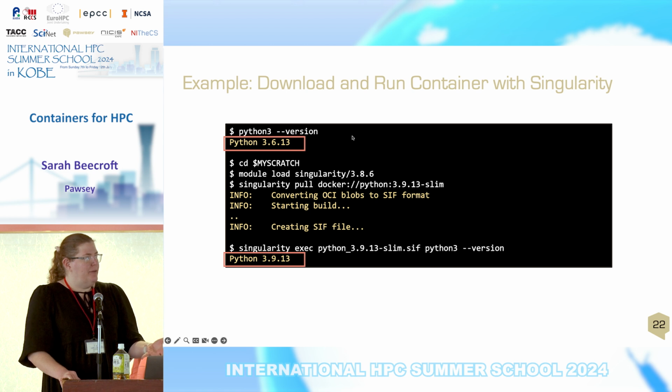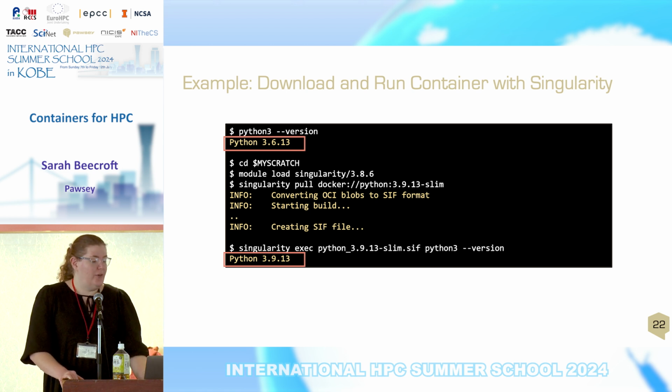So here's an example of how it would actually look. On the system, if I run python3 --version to see what version I have, it's 3.6.13. But then if I cd into my scratch and I load the Singularity module that we have on Setonix, well, this is very old, but the one that we had when we made this training, then I pull this particular Python version.